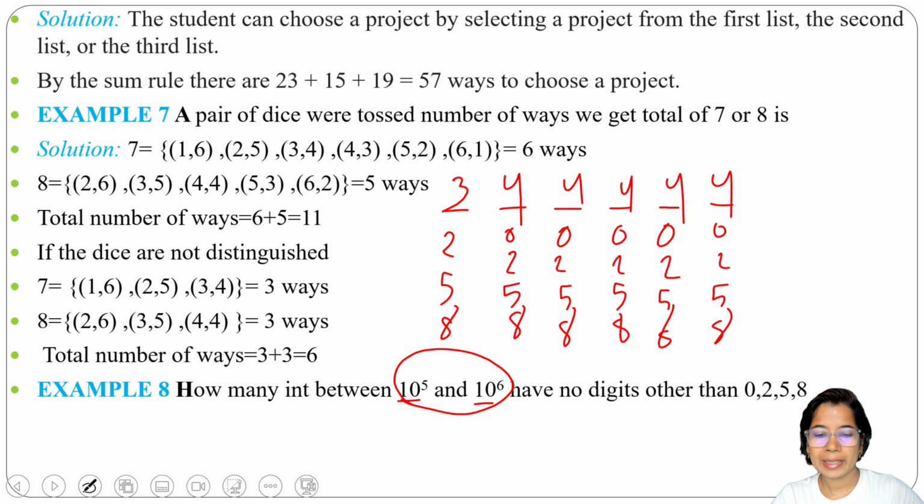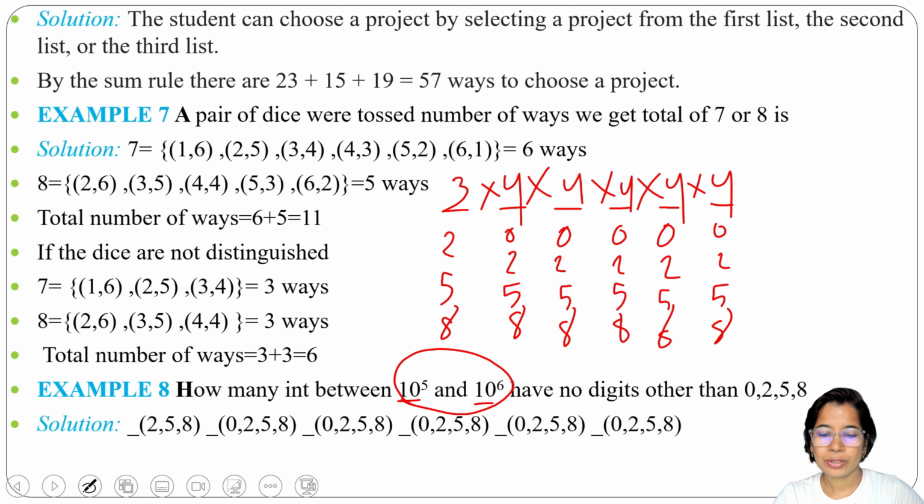So the number of integers between 10 power 5 and 10 power 6 that have no digits other than 0, 2, 5, 8 equals the multiplication of all: 3 multiplied by 4 multiplied by 4 multiplied by 4 multiplied by 4 multiplied by 4. It equals 3072. So there are 3072 integers between 10 power 5 and 10 power 6 having no digits other than 0, 2, 5, 8.